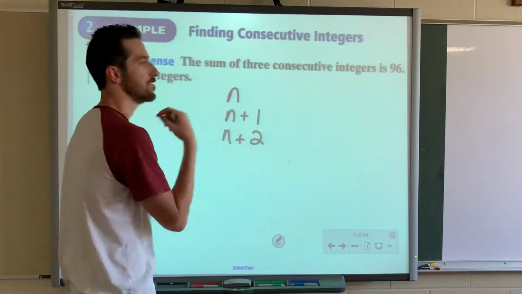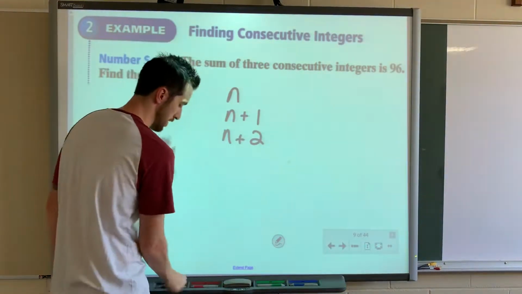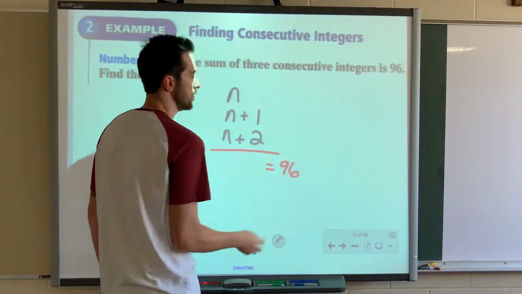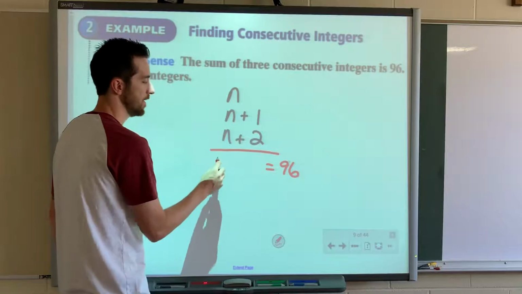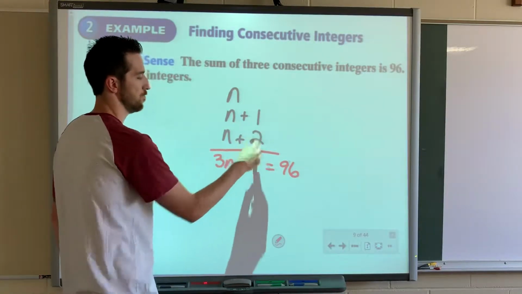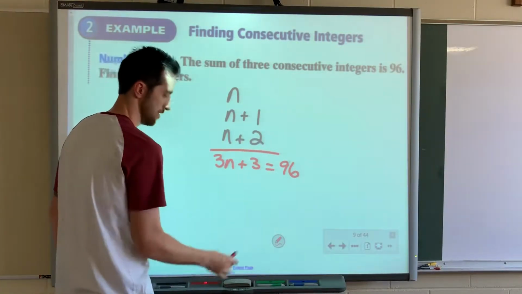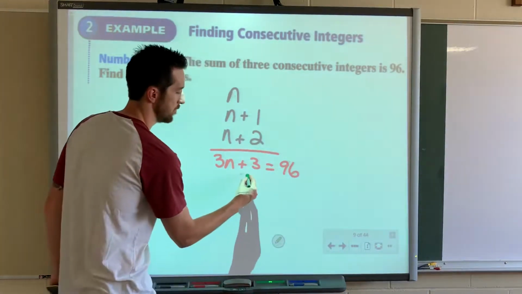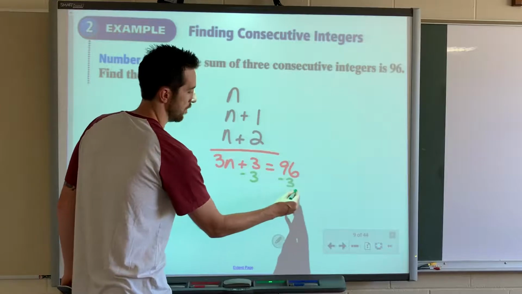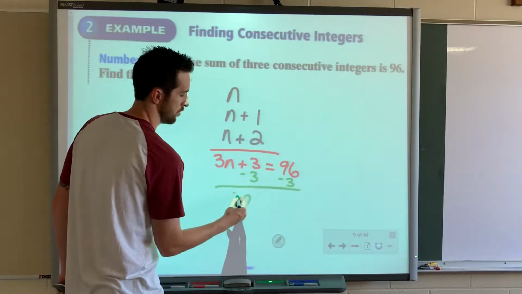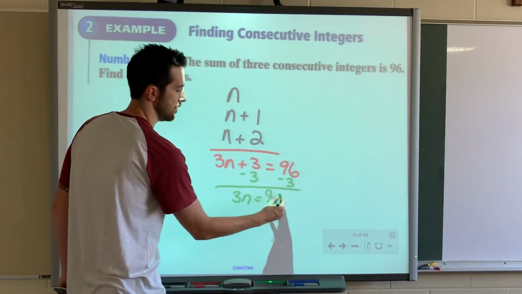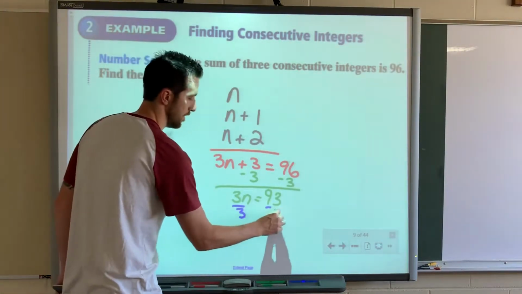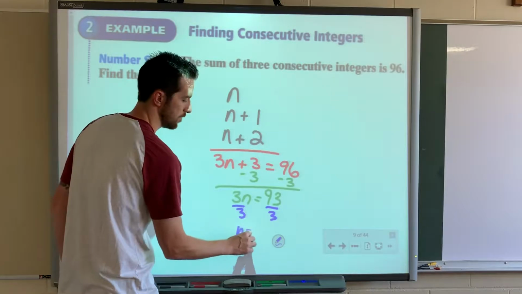It says they have the sum, which means you add them up, and it's going to equal 96. So n plus n plus n is 3n. 1 plus 2 is 3. Solve your two-step equation. Minus 3. Oops, 3n equals 93. And then we divide by 3. And we get n equals 31.